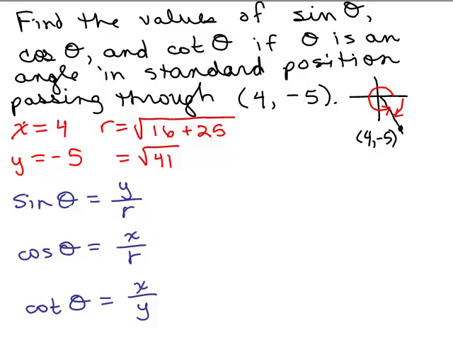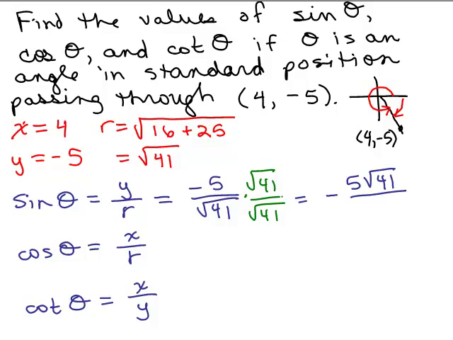So let's do the sine of theta. What is y in this case? -5. What's r? Square root of 41. So that is the sine of theta, and you can rationalize the denominator by multiplying the numerator and denominator by square root of 41, and write your answer as -5 square roots of 41 over 41. So that's the sine of theta.